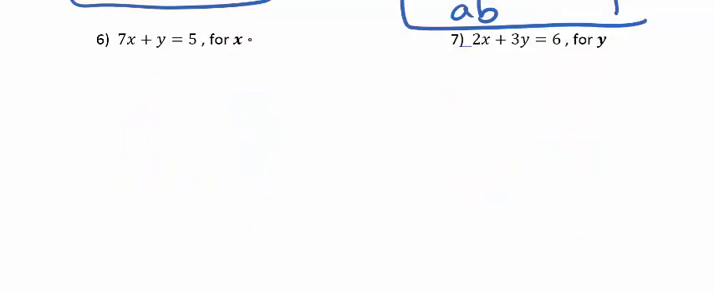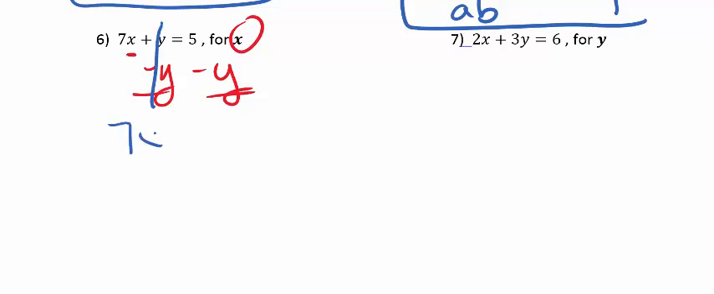In number 6, we're solving for x. So here's x in my equation. I have 7x plus y, so the first thing I have to move out of the way is the y. So I'm going to subtract y from both sides to do that. And then this plus y minus y go away, and I bring down 7x. And on the right hand side we have 5 minus y.